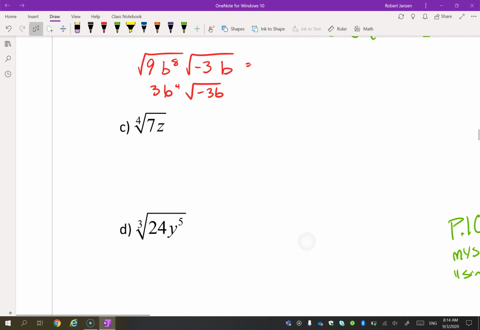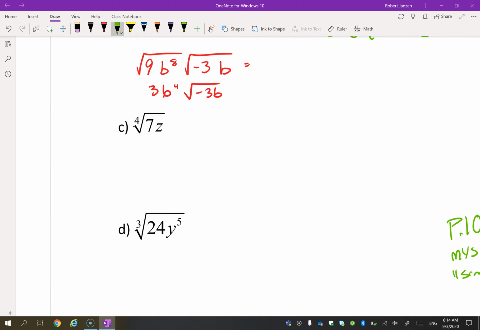Let's try the next one. Here we have an even index, so z must be positive. And simplifying, is there a 4th root of 7? No. Is there a 4th root of z? No. This means it can't be simplified.